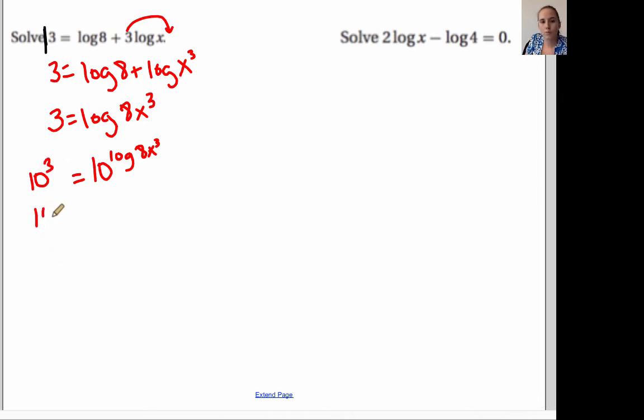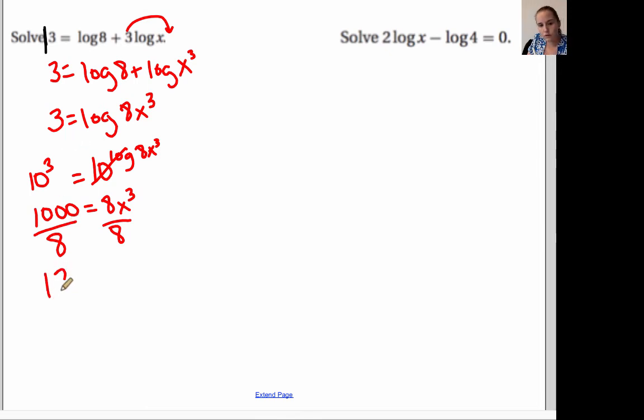So now I have 1,000 equals, well, the 10 and the log that has an understood base of 10 get canceled, and I have 8x cubed, divide by the 8, divide by 8. I don't know what that is off the top of my head. I should, but I don't. 1,000 divided by 8 is 125.